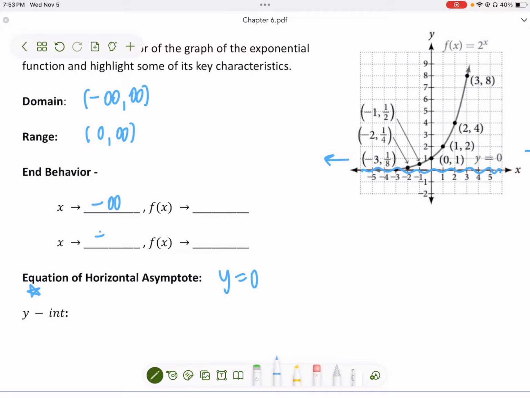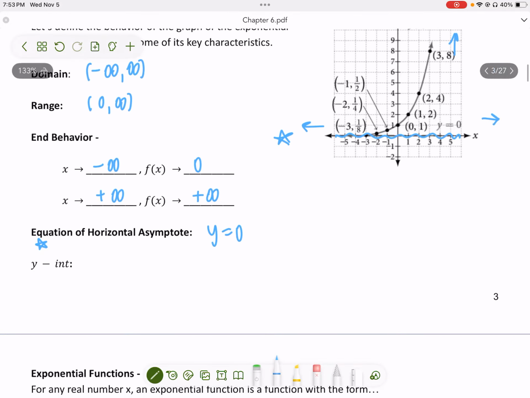Now let's look at that end behavior. As x approaches negative infinity, f of x approaches 0. And as we're going to positive infinity, f of x approaches positive infinity as well. It goes up forever.